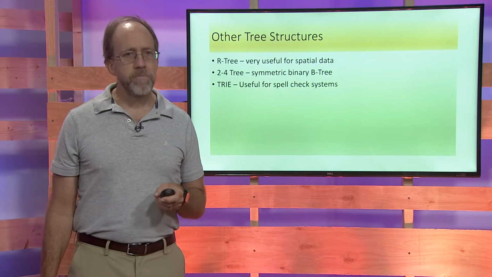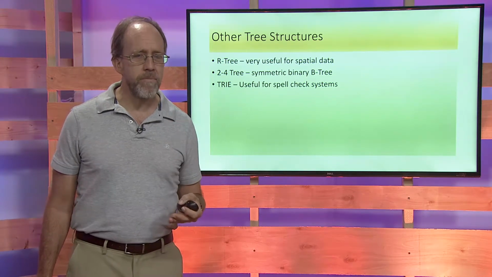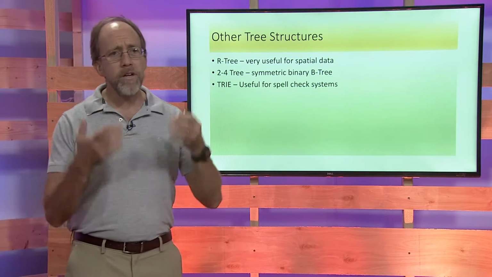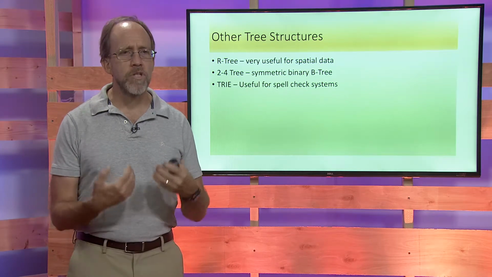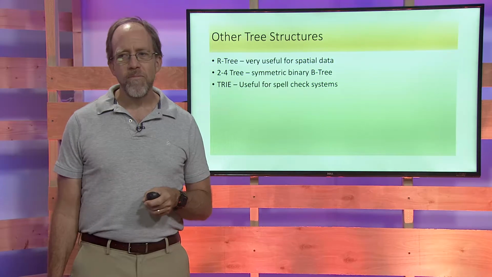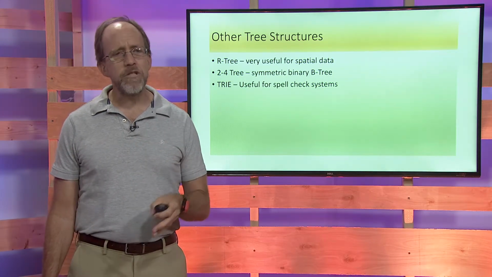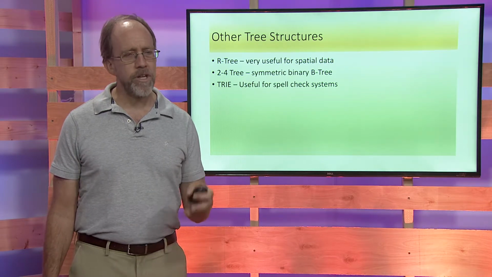There are plenty of trees, plenty of different types of structures, and they all have specific purposes. So when you're designing efficient algorithms or selecting efficient algorithms, you look for the structure that fits the best. If you don't find a structure that fits well, that's when you get the chance to invent your own. So let's talk about one that somebody invented, the TRIE. Again, to confuse you even more, it's pronounced tree.